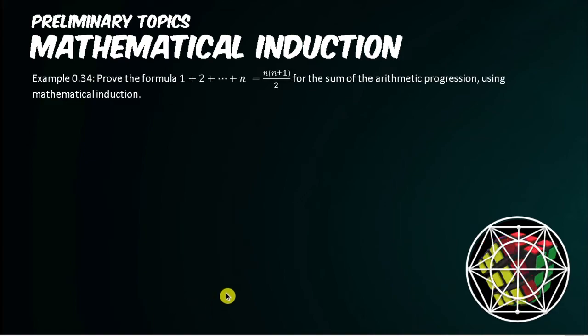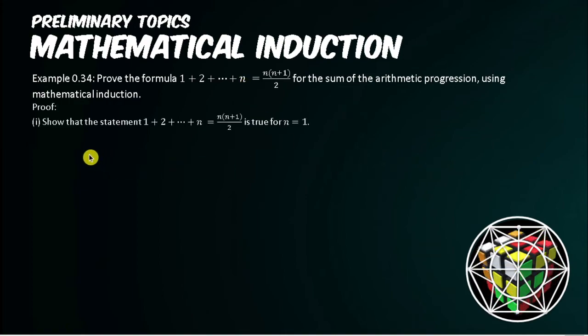All right, let's have an example. This is a series. If we add all the positive integers starting from 1 until some value, which we denote by n, it's actually given by the formula n times n plus 1 divided by 2. We're going to show that this statement is true for all n element of the set of positive integers.